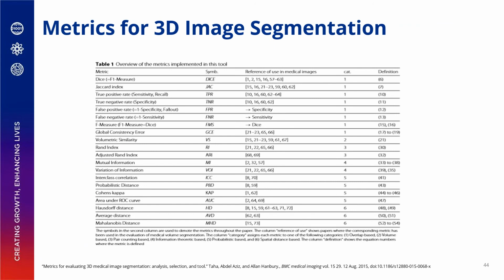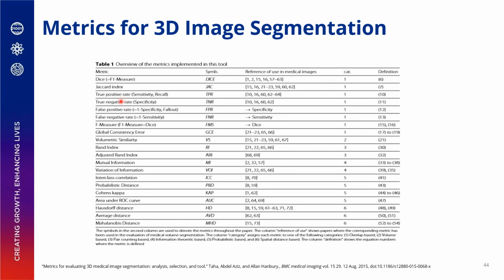Now, to come to the closing of 3D segmentation, these are some of the metrics used for 3D segmentation. We have talked about DICE, also called F1 measure. The Jaccard index stands for intersection over union. Your true positive rate, TPR, is essentially your recall, which is also called sensitivity. Your true negative rate is called your specificity. Your false positive rate, which we talked about as fallout, is 1 minus specificity, and so on.